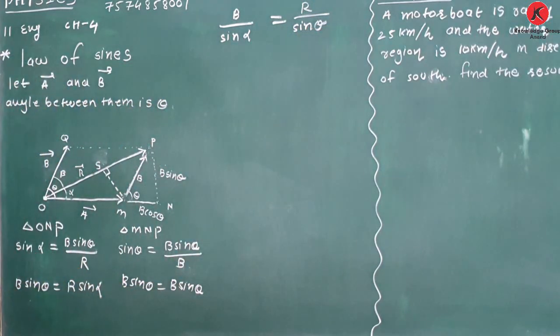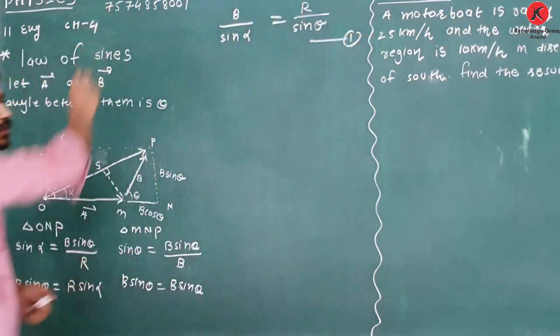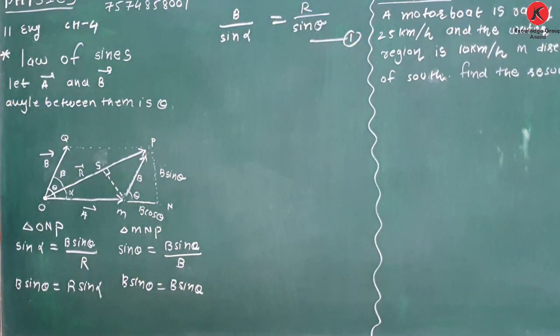Clear about this? So from this equation, how to write? B divided by sine alpha equals R divided by sine theta. Clear? Okay, so this is equation number 1.